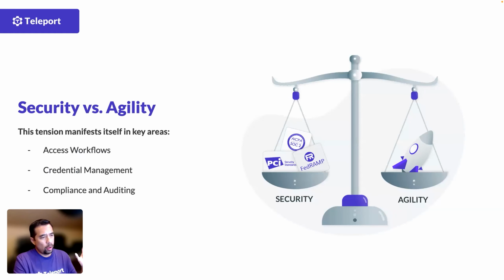In the traditional world, you have this tension in three areas. You've got access workflows, giving people the permissions, rights and roles to access what they need to do; managing those credentials, whether it's SSH keys, usernames and passwords, or certificates; and then you have the compliance and auditing piece, which is huge, right? If you're PCI, SOC 2, FedRAMP, a variety of compliance and auditing requirements.